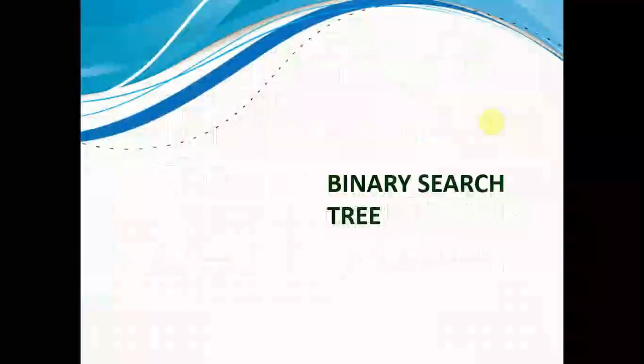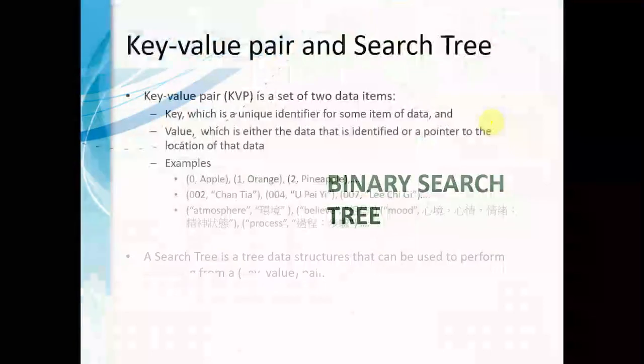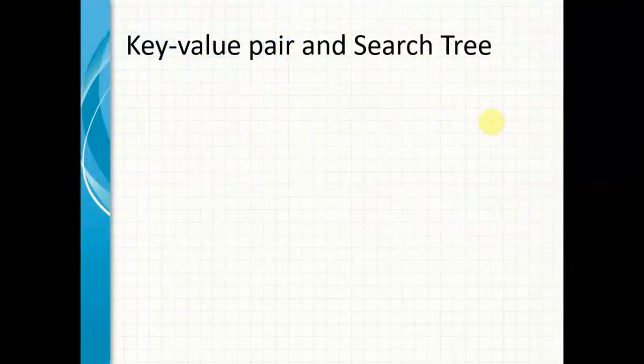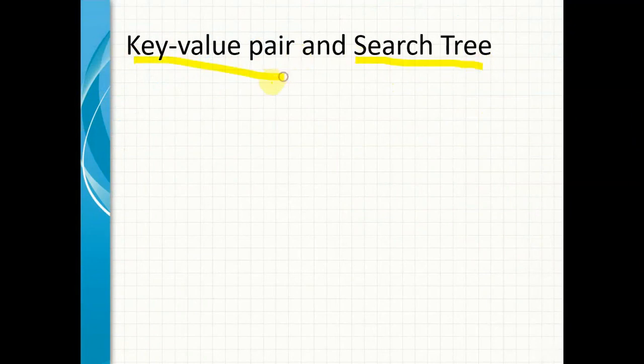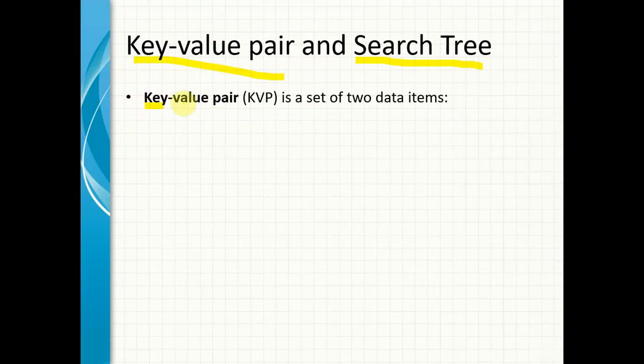Okay, let's see what is binary search tree. First of all, we would learn about the meaning of key value pair and the search tree. Okay, first, what is key value pair? It actually contains two data items. One is called key, another one is called value. They appear as a pair. So in short, it is called KVP.